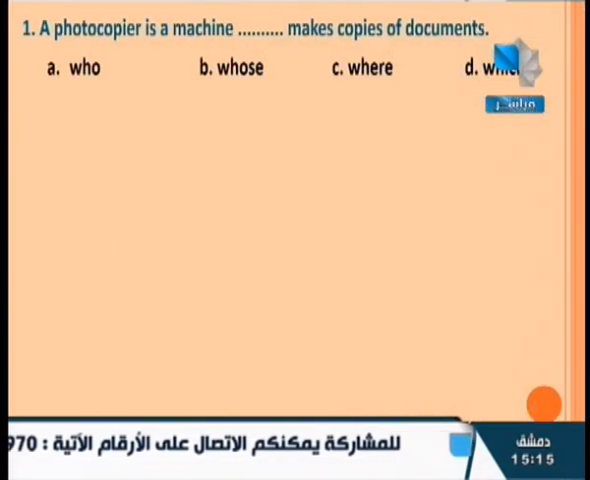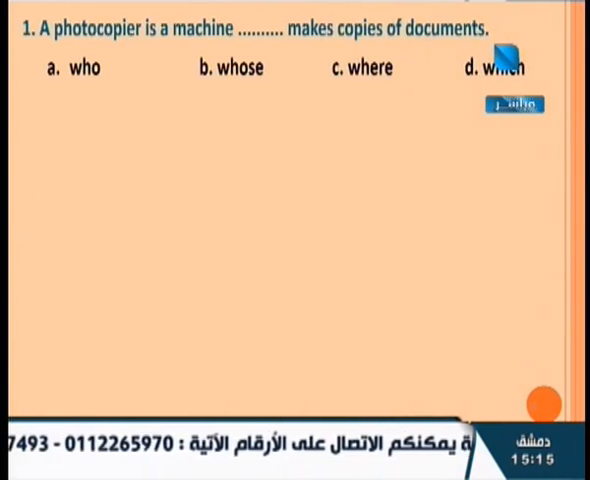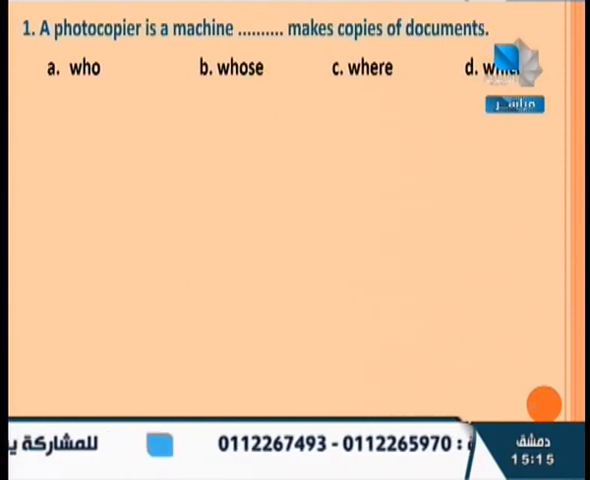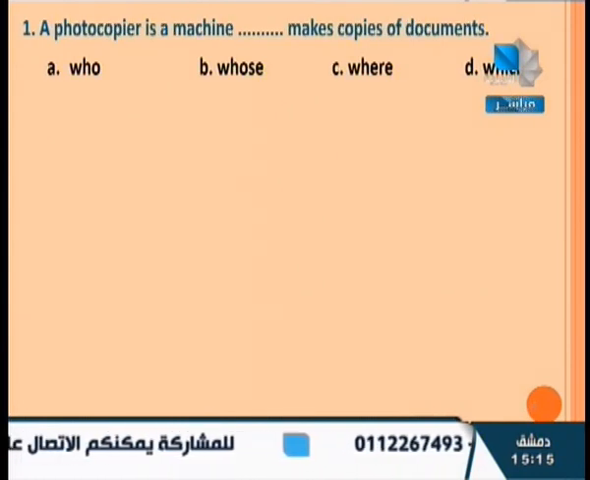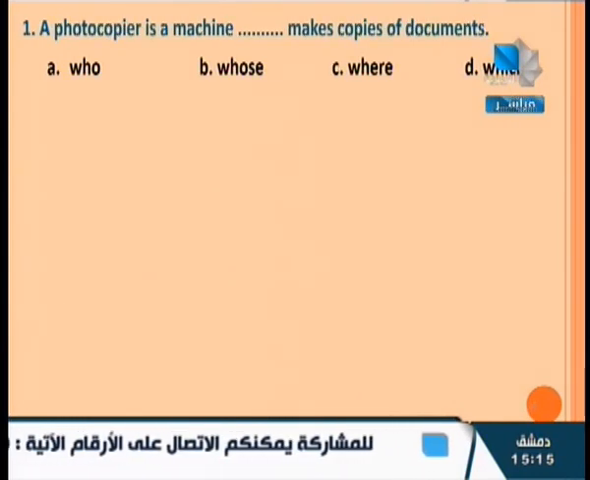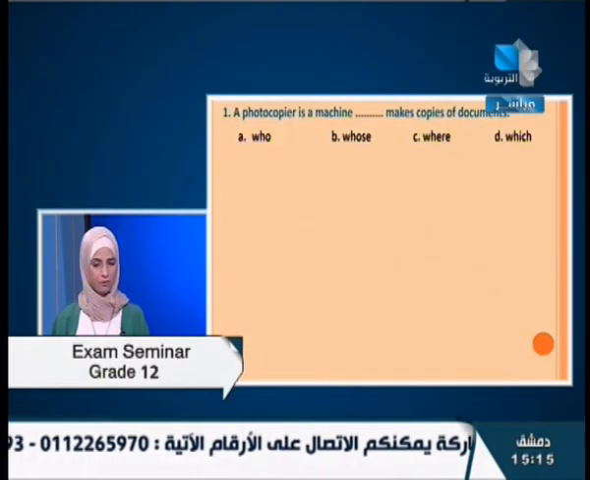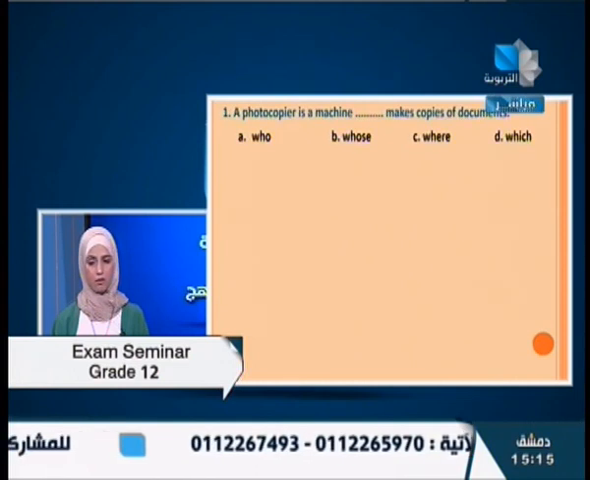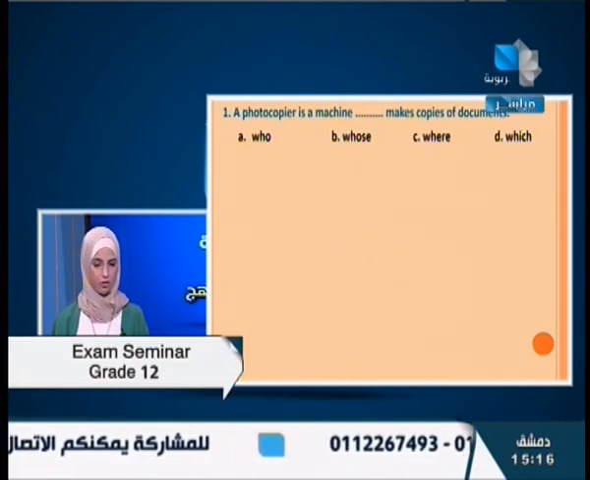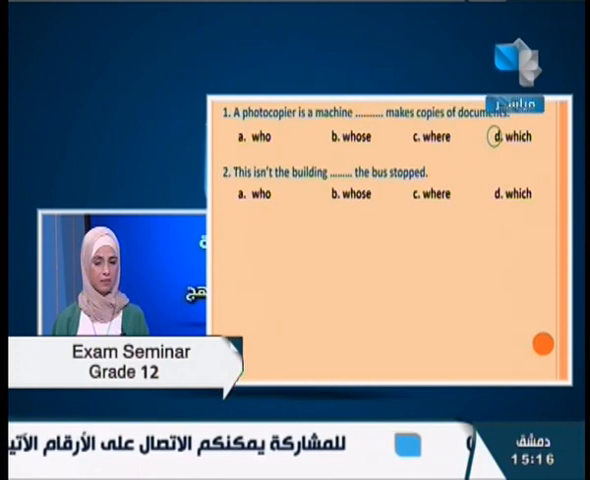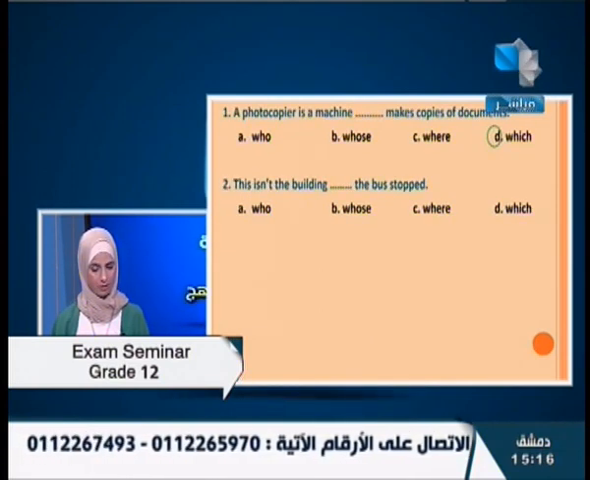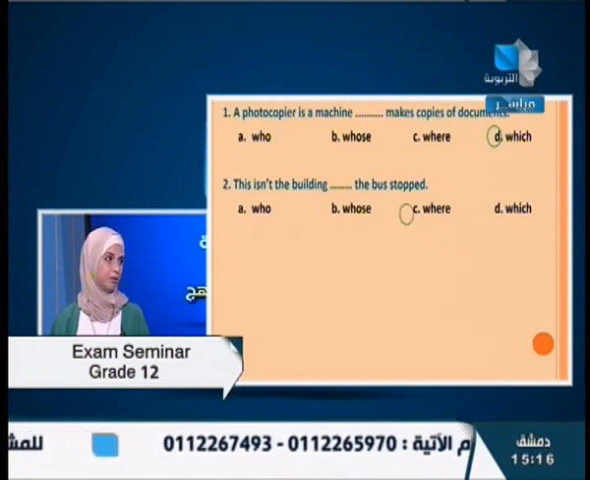Now we have an exercise. We have to choose the correct relative pronoun. The first one: a photocopier is a machine makes copies of documents. The relative clause here refers to a machine, which is a thing. So the correct answer is which. The second one: this is the building the bus stopped. We're talking about a place here, so the correct answer is where.